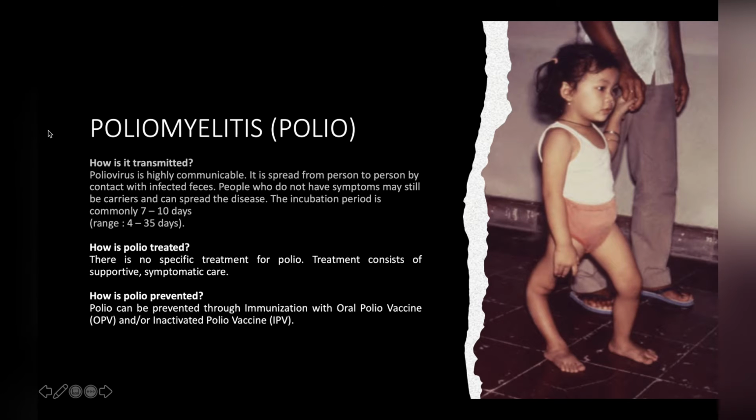There is no specific treatment for polio. Treatment consists of supportive, symptomatic care. Polio can be prevented through immunization with oral polio vaccine, or OPV, and/or inactivated polio vaccine, or IPV.